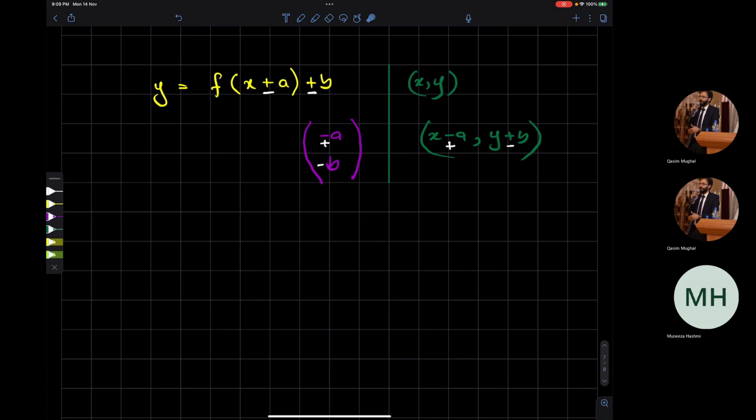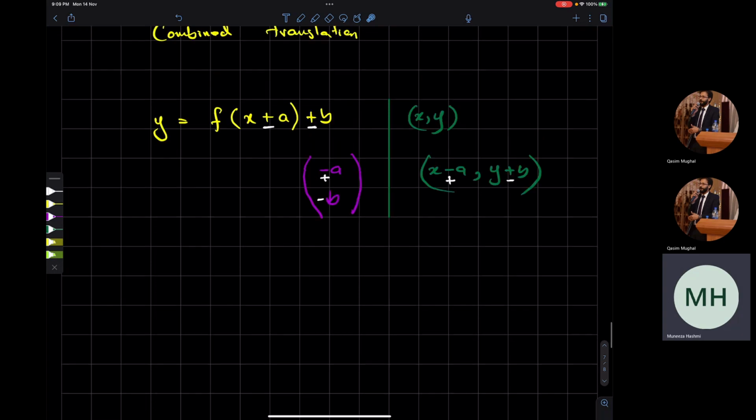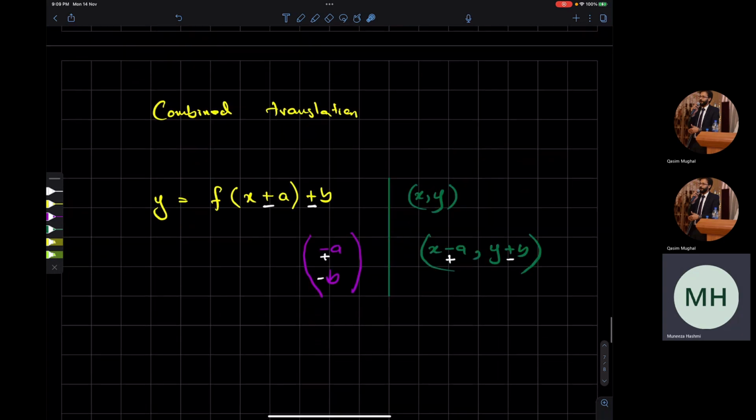What happens if the signs are changed? The minus A, over here you're going to have plus A, and over here you're going to have plus A. Okay? Yes. All right. So for what's inside the bracket, the sign is going to change, but for what's outside, the sign is going to remain the same.